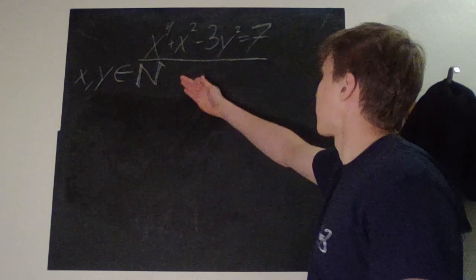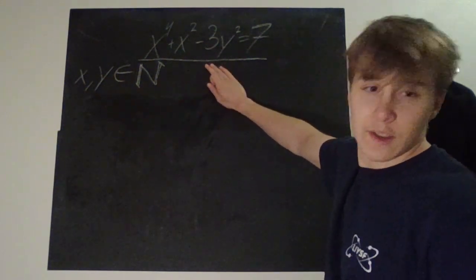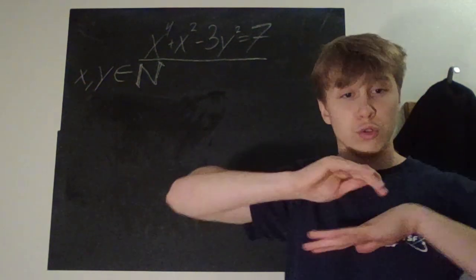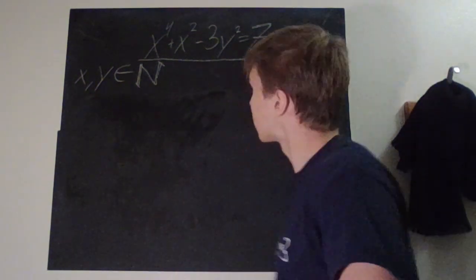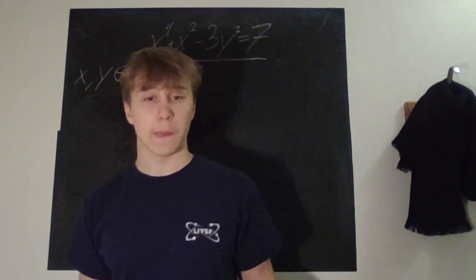So, what do we have here? We have an integer equation, and we're supposed to prove that there are no solutions. So, how do we do this?